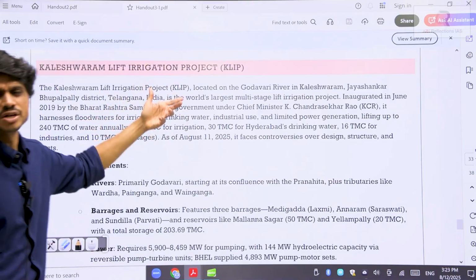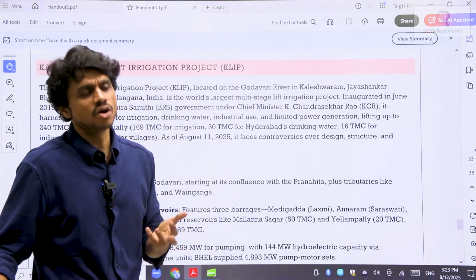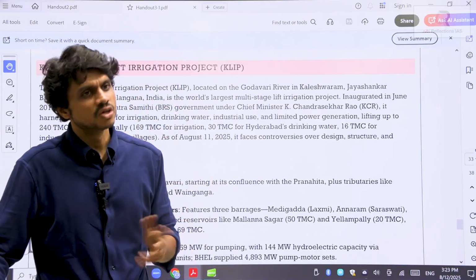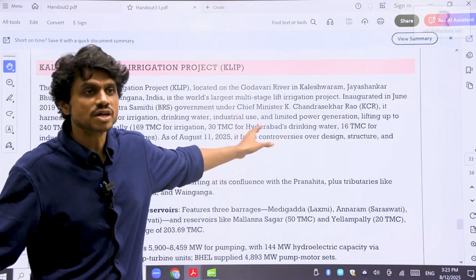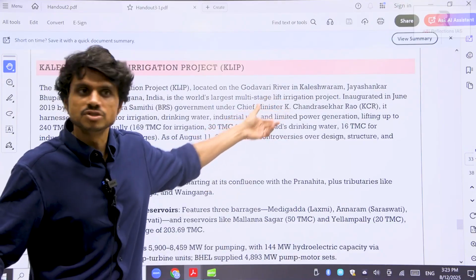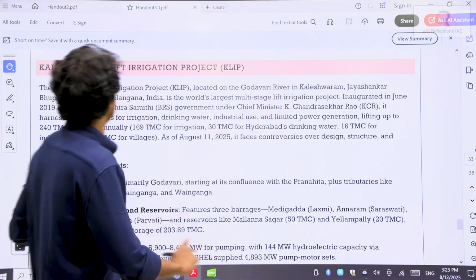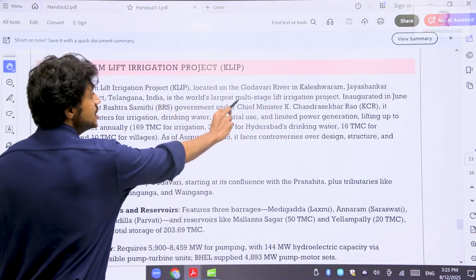Generally in the UPSC prelims they will ask, is it on the confluence of the Godavari and the Musi, Godavari and the Krishna? This way they will ask. So have the clarity, it is on the Godavari river at the confluence of the Pranahita, which is also its tributary. Okay, see here, it is the world's largest multi-stage lift irrigation.